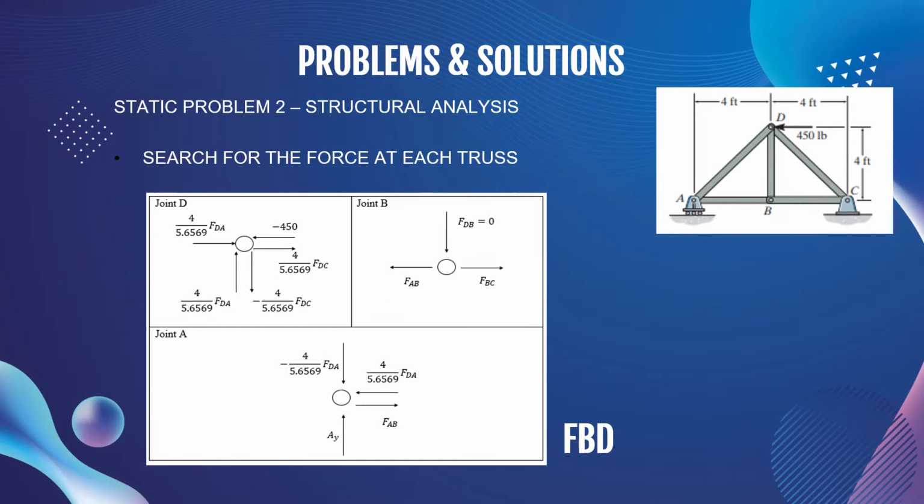Next, for static problem number 2, it's regarding structural analysis. We need to search for the force at each truss. The picture on the right is the question for this problem, and the picture in the middle is the free body diagram at joint D, joint B, and also joint A.